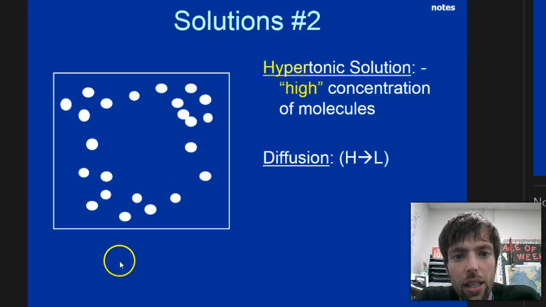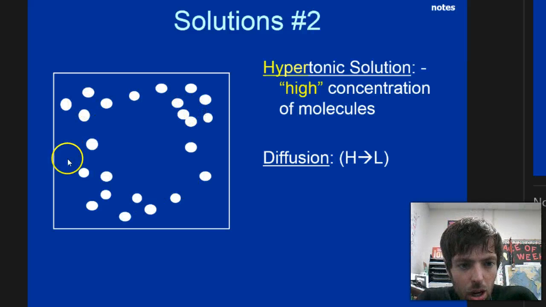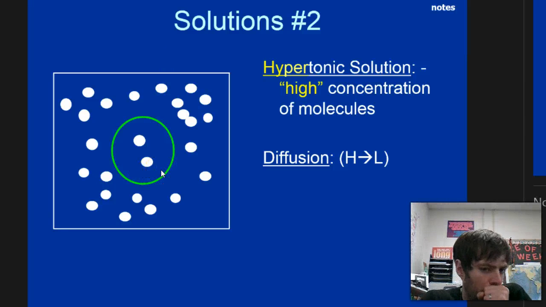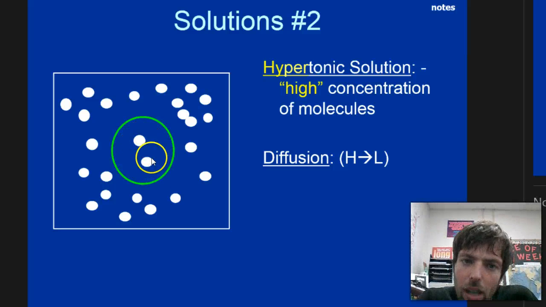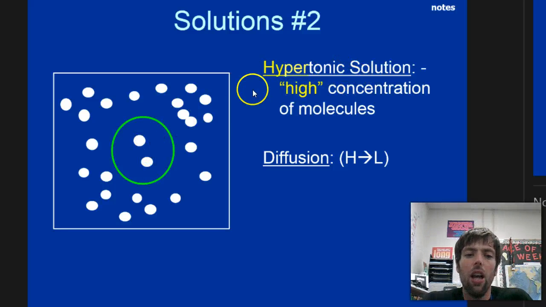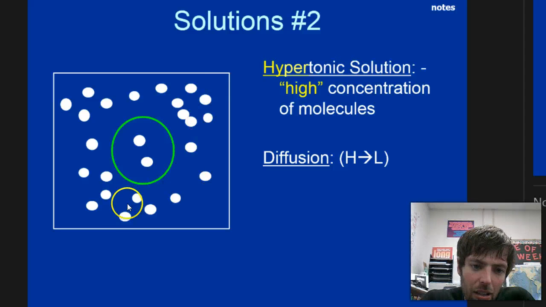Now let's talk about our second solution. Notice, whoa, look at all these dots right here. Tons and tons of white dots, making room for our egg to, ready? Boom, our egg drops in. But notice, oh, we don't have that many white dots here in the middle of our egg. So this is a hypertonic solution. A higher concentration on the outside of the egg compared to the inside.